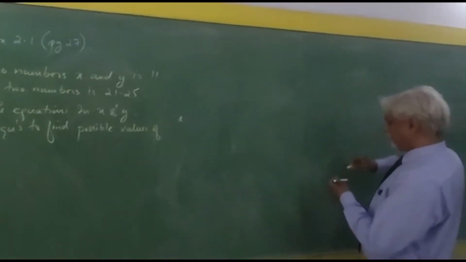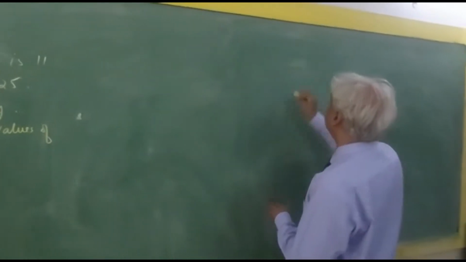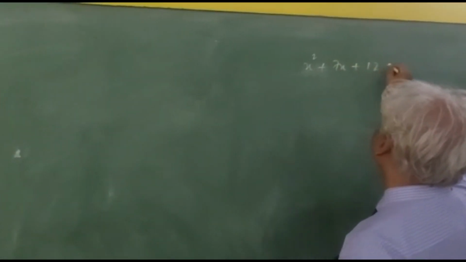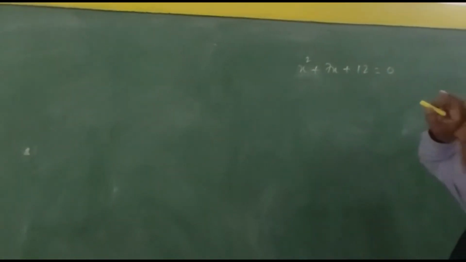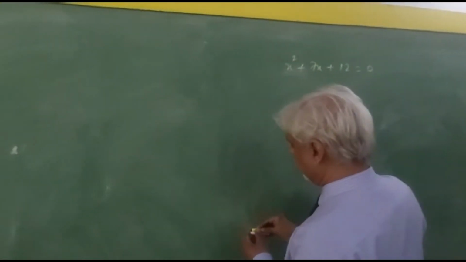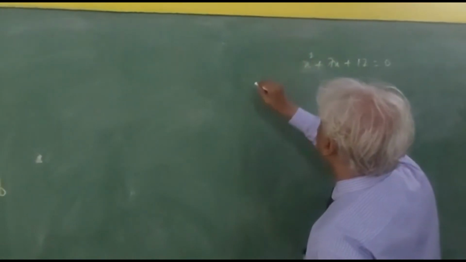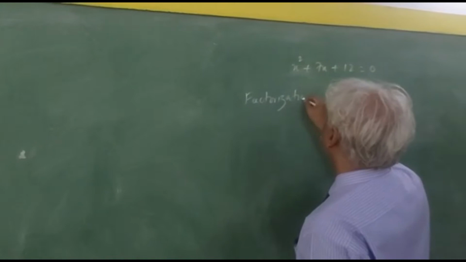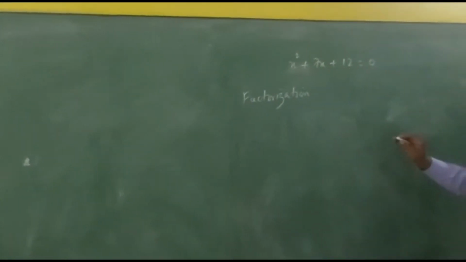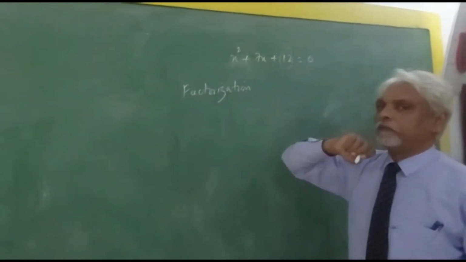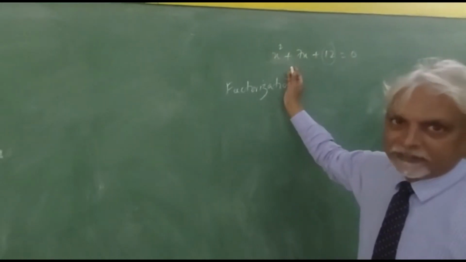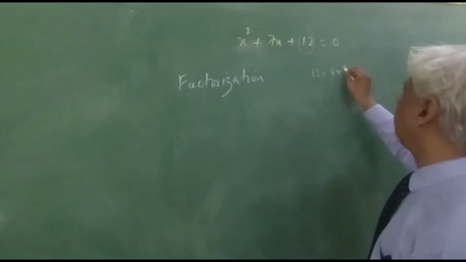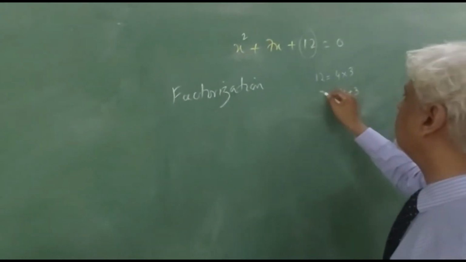Let's say you have x squared plus 7x plus 12 equals 0. Now, in factorization method, we're calling this method a factorization method. By factorization, you can simply find the factors of 12 which, when added or subtracted, give you the middle term, that is 7. So we know that the factors of 12 are 4 and 3, and when you add 4 and 3, you'll get the middle term 7.